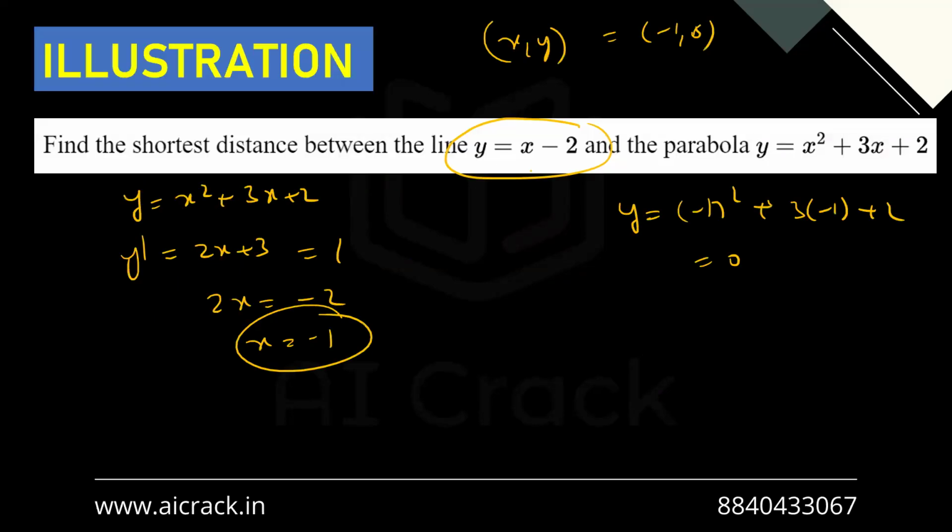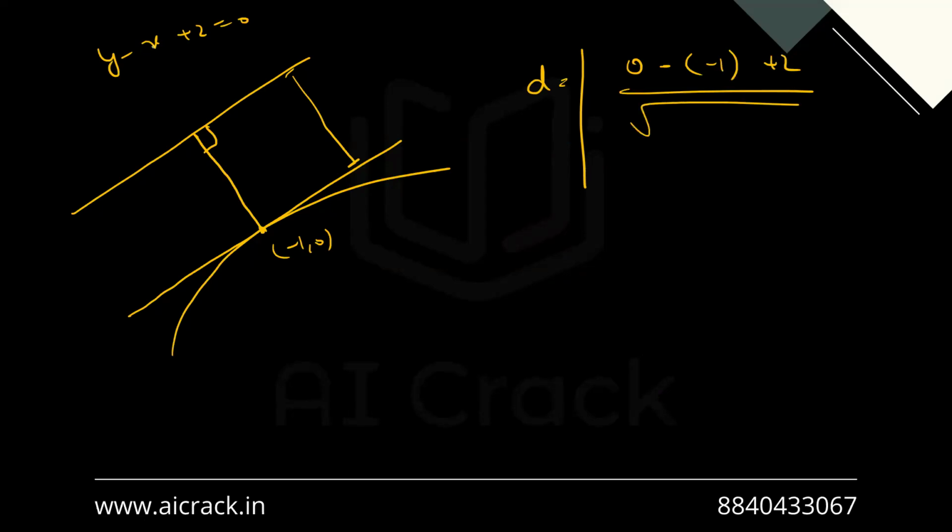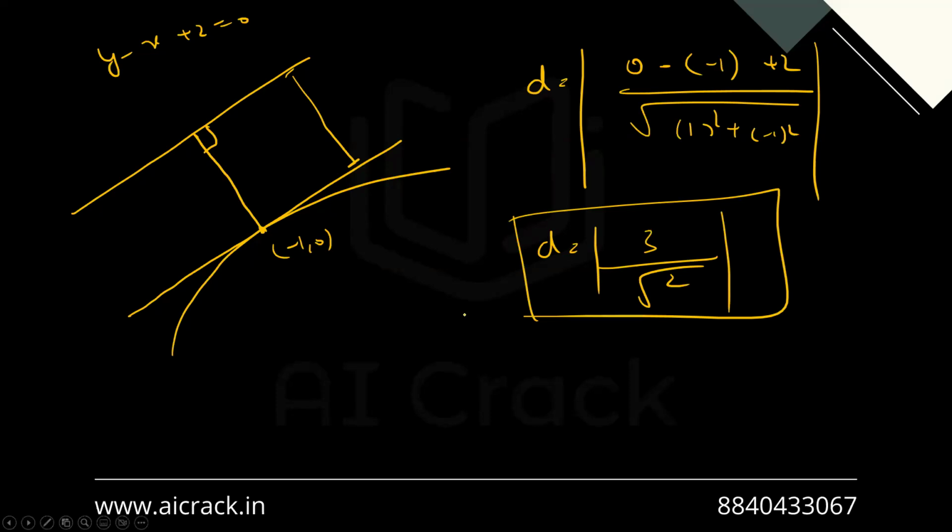So that line is y equals x minus 2. So we can write that as y minus x plus 2 equals 0. Okay, so d would be the modulus of (0 minus (minus 1) plus 2) divided by the square root of 1 square plus (minus 1) square. So d equals the modulus of this, which becomes 3, upon this, which becomes root 2. Okay, so 3 by root 2 is the answer, right?